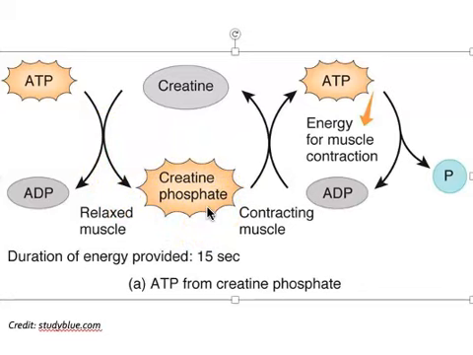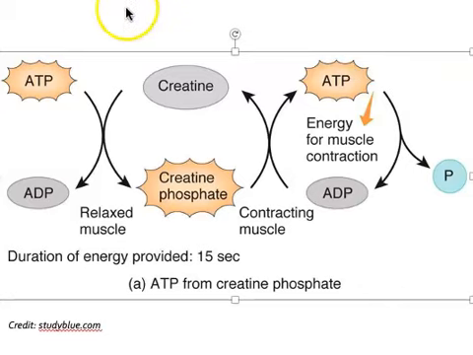Now, when the muscle needs to start contracting, what will happen is an enzyme will take that phosphate group back off of the creatine phosphate molecule and give it to ADP, creating ATP. In other words, in a moment's notice, essentially, we can have more ATP available.